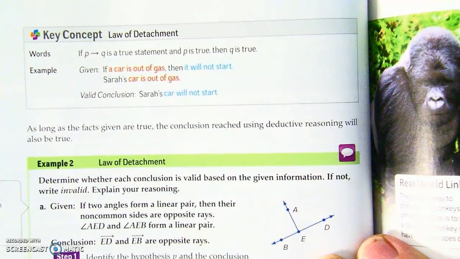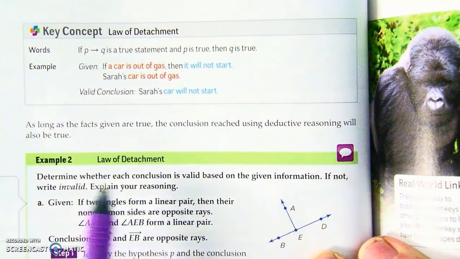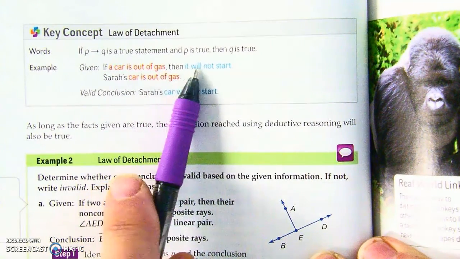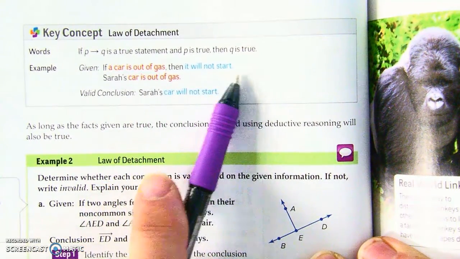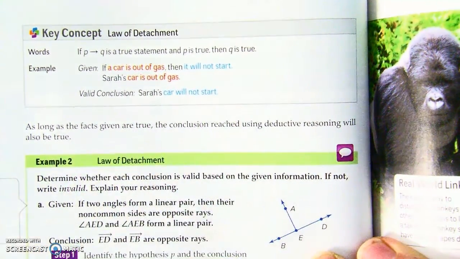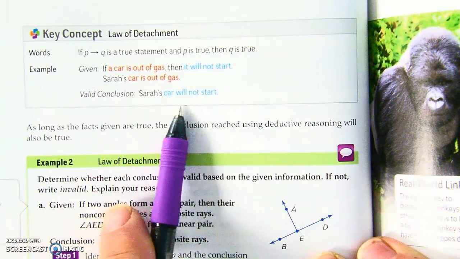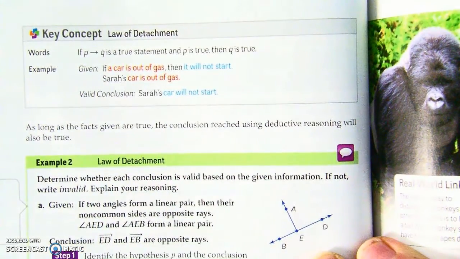So here's a scenario that we're talking about. If a car is out of gas, then it will not start. So Sarah's car is out of gas. What can we say is a valid conclusion? Sarah's car will not start. Does that make sense?